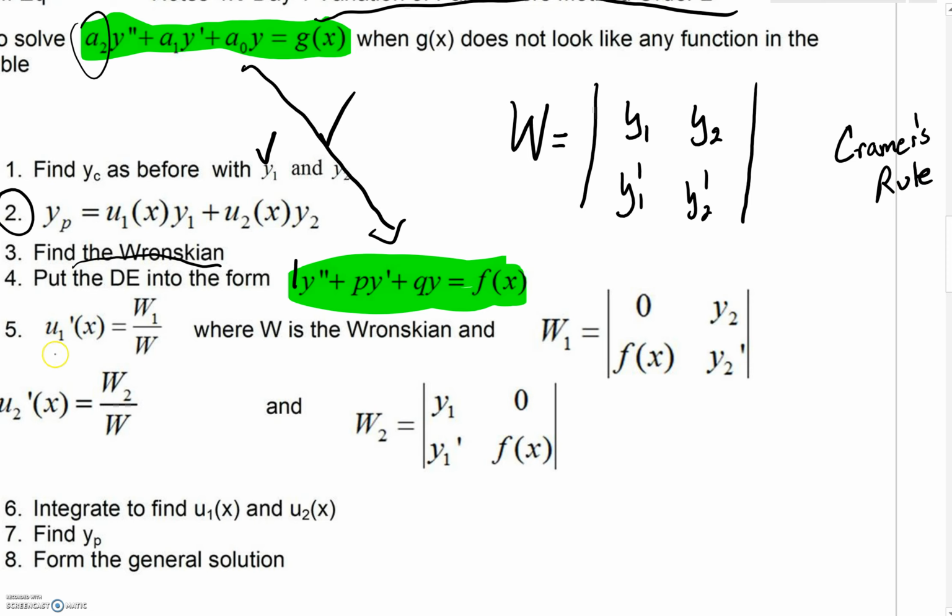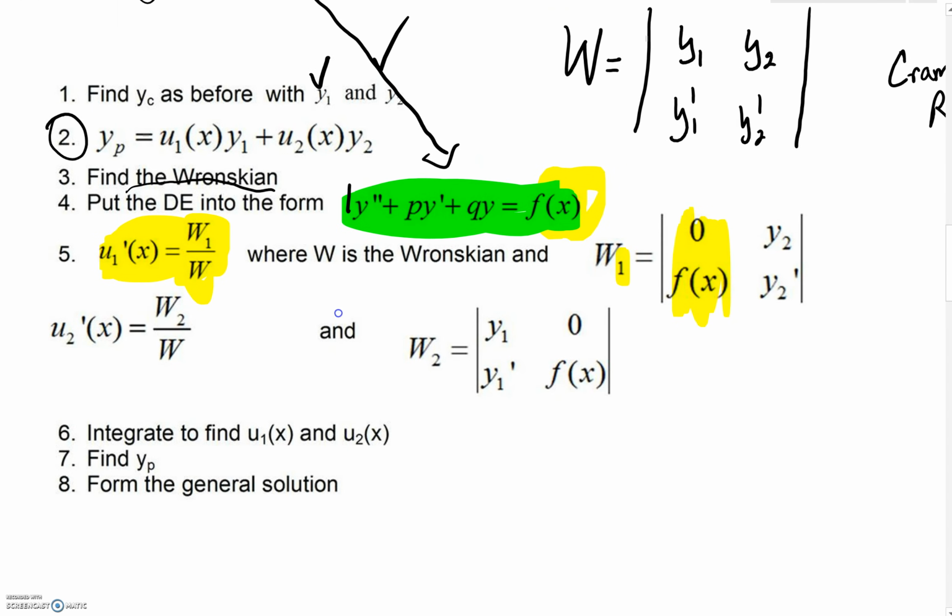You'll see that to find u sub 1 prime, it's w sub 1 over w, where w is the Wronskian, but w sub 1 is a variation of the Wronskian. You can see it is looking just like the Wronskian, except your one column now becomes 0, and your bottom entry becomes f of x. That's right here, what you just found. Your second row here, y sub 2 and y prime of 2, is the same. But this is what you get solving for u sub 1 prime.